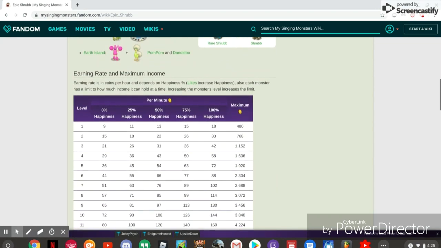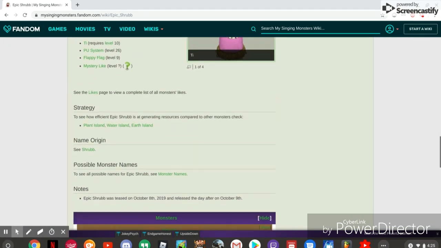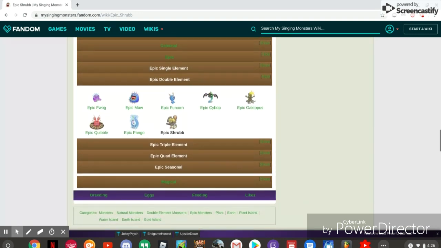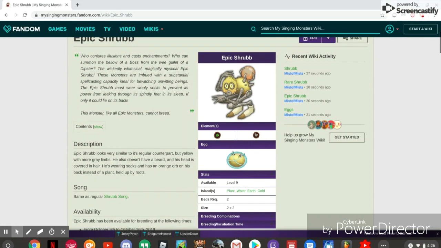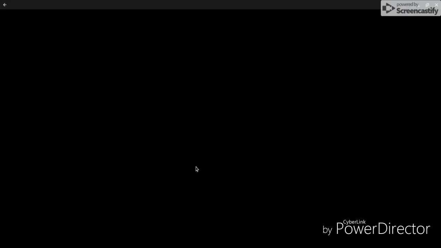You can pause if you want. I'm just going through everything. That's the breeding. Going through. All right. So, Reedling and Quibble.